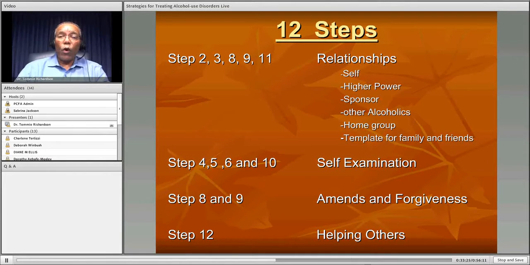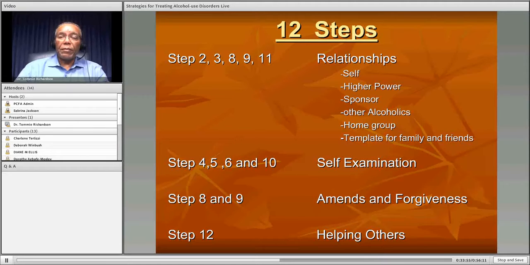Steps 4, 5, 6, and 10 deal with self-examination. And in the 12-step program, they call that cleaning house. Look at your character defects. Look in that mirror. See the things that you don't like about yourself and go on to accept them. Steps 8 and 9 deal with making amends and asking for forgiveness or forgiving others. And step 12 is helping others.